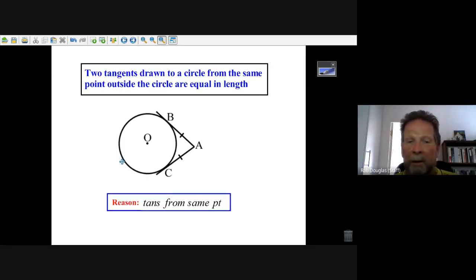Here's another one you don't have to prove, but you have to know. If you have, say, two tangents and they connect together at a point, the distance between the points where they touch and this other point, they're going to equal each other. AB will equal AC. Two tangents drawn to a circle from the same point outside the circle are equal in length. Okay, so that's important. And all you write is tangents from the same point, just that abbreviation. That's all you have to do.